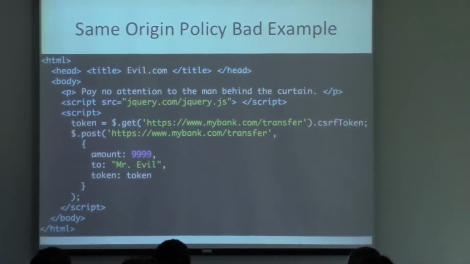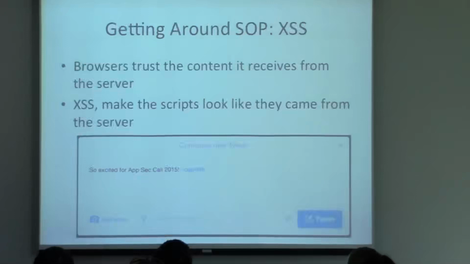But since we have same origin policy, hackers have still been trying to get around this, and one of the ways that they've been successfully getting around it for a while is cross-site scripting, which is XSS. The idea behind XSS is that browsers trust pretty much everything, the content they receive from the server, like they should. When you go to Facebook.com, you expect to get Facebook.com and execute scripts from Facebook.com, which is good. And so XSS makes the scripts look like they came from the server, and so the browser executes those scripts like it should.